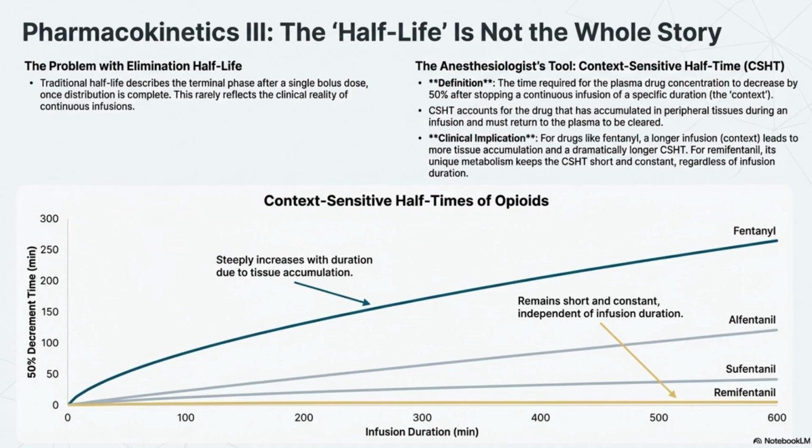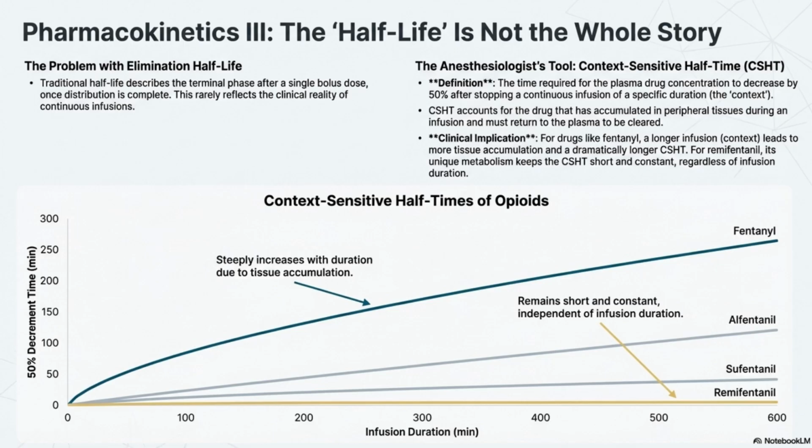It refers specifically to the duration of the infusion. Yes, the duration matters immensely. It's because the drug accumulates in those peripheral tissues, in V2 and V3, over time. Think of the peripheral tissue as a giant sponge. If you run an infusion for just 20 minutes, the sponge is only slightly damp. The CSHT is short. But if you run that infusion for 10 hours, the sponge is completely saturated with drug.